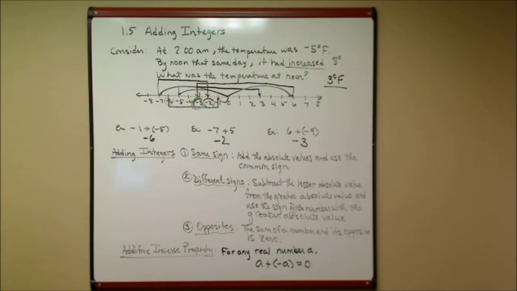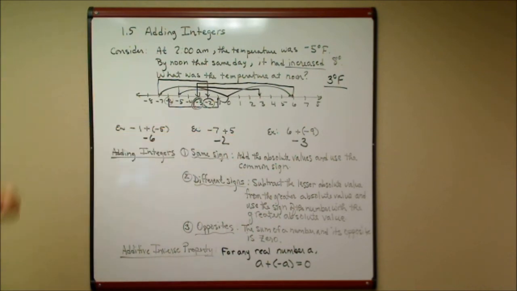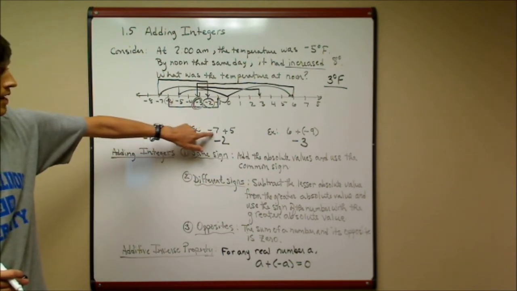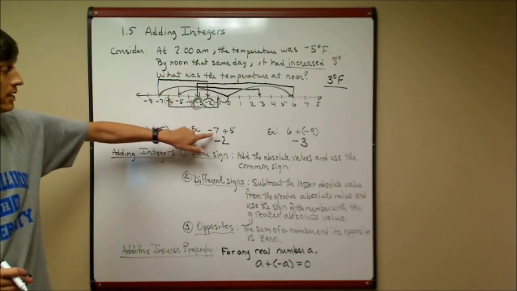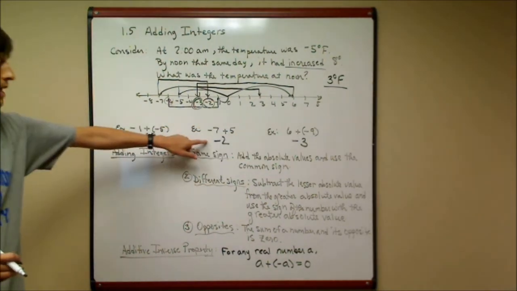Different signs. I know this is adding here, but it says to subtract because with different signs, there's a canceling effect. I subtract the lesser absolute value from the greater absolute value, and then use the sign of the number with the greater absolute value. So let's look at this example right up here. This has an absolute value of 7. This has an absolute value of 5. I would subtract the 5 from the 7, which would give me 2. And then I would take the sign of the number that had the greater absolute value. And even though negative is smaller than positive, the absolute value here is bigger than the absolute value here. So it is a -2.